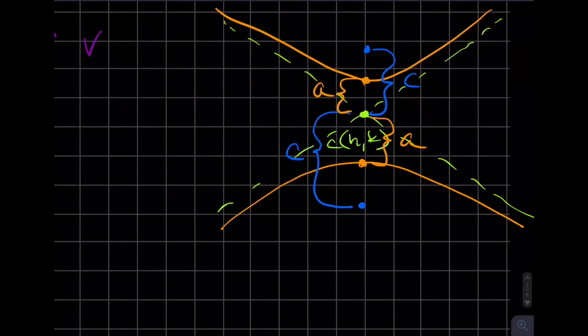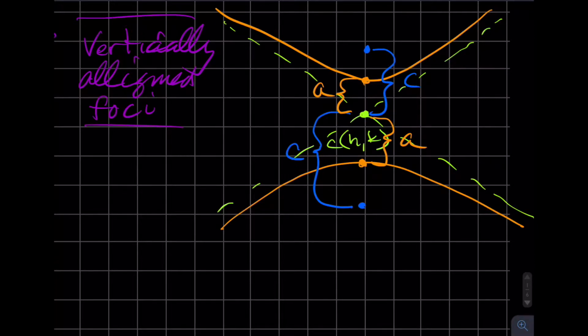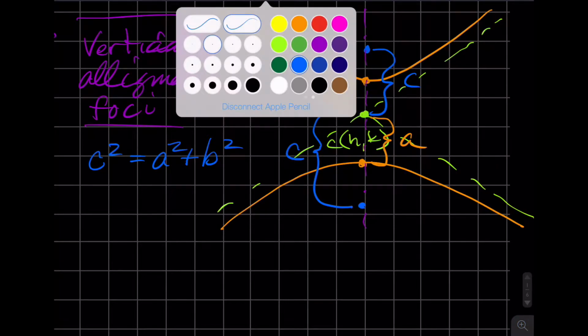And this one is the vertically aligned foci, or the vertical hyperbola. And I think vertical because all those five critical points share a vertical line of reflection, or they reside on this vertical line of reflection. And so the relationship that C has with A and B is the same for both versions, the vertical and the horizontal. But your formula looks a little different.